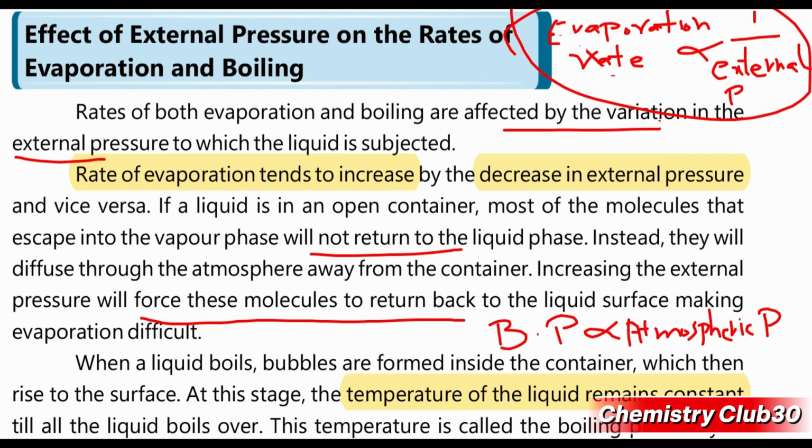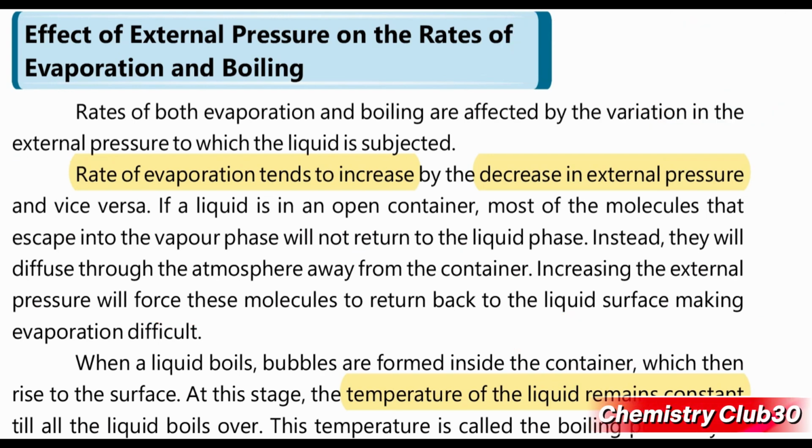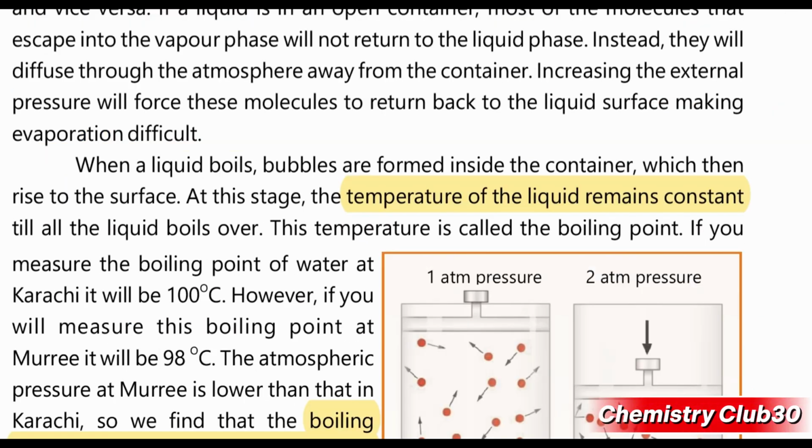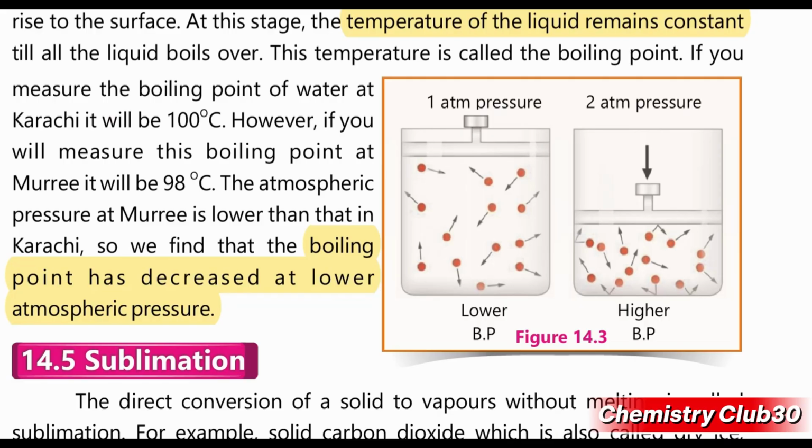If you measure the boiling point of water at Karachi, it will be 100 degrees Celsius. However, if we measure boiling point at Murree, it will be 98 degrees Celsius. Why? Because we have low atmospheric pressure at Murree. So boiling point has decreased at low atmospheric pressure.